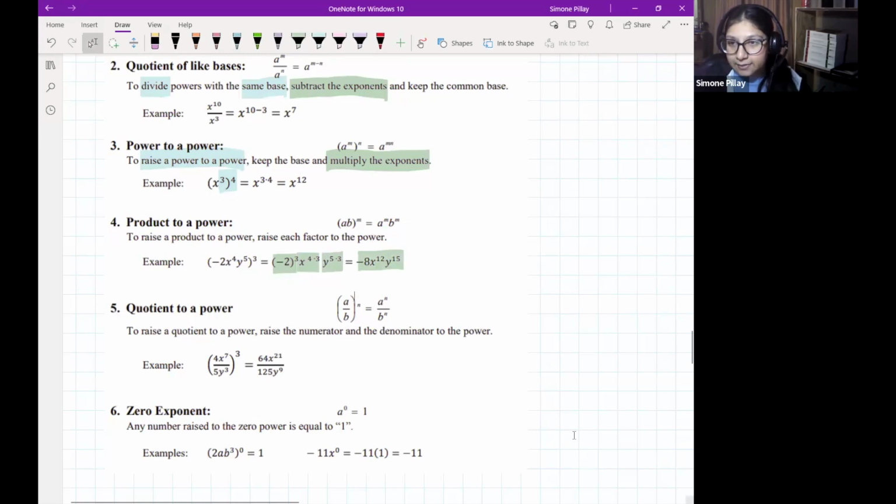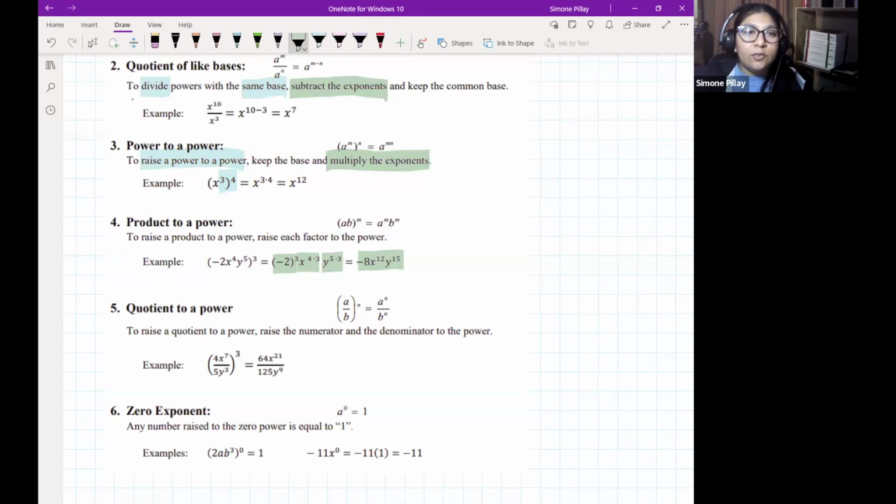Yes, Itandile. Ma'am, what if our coefficient was outside the bracket? Would we still do the same thing where our exponent that's outside the bracket, should we multiply it with the coefficient that's outside the bracket?